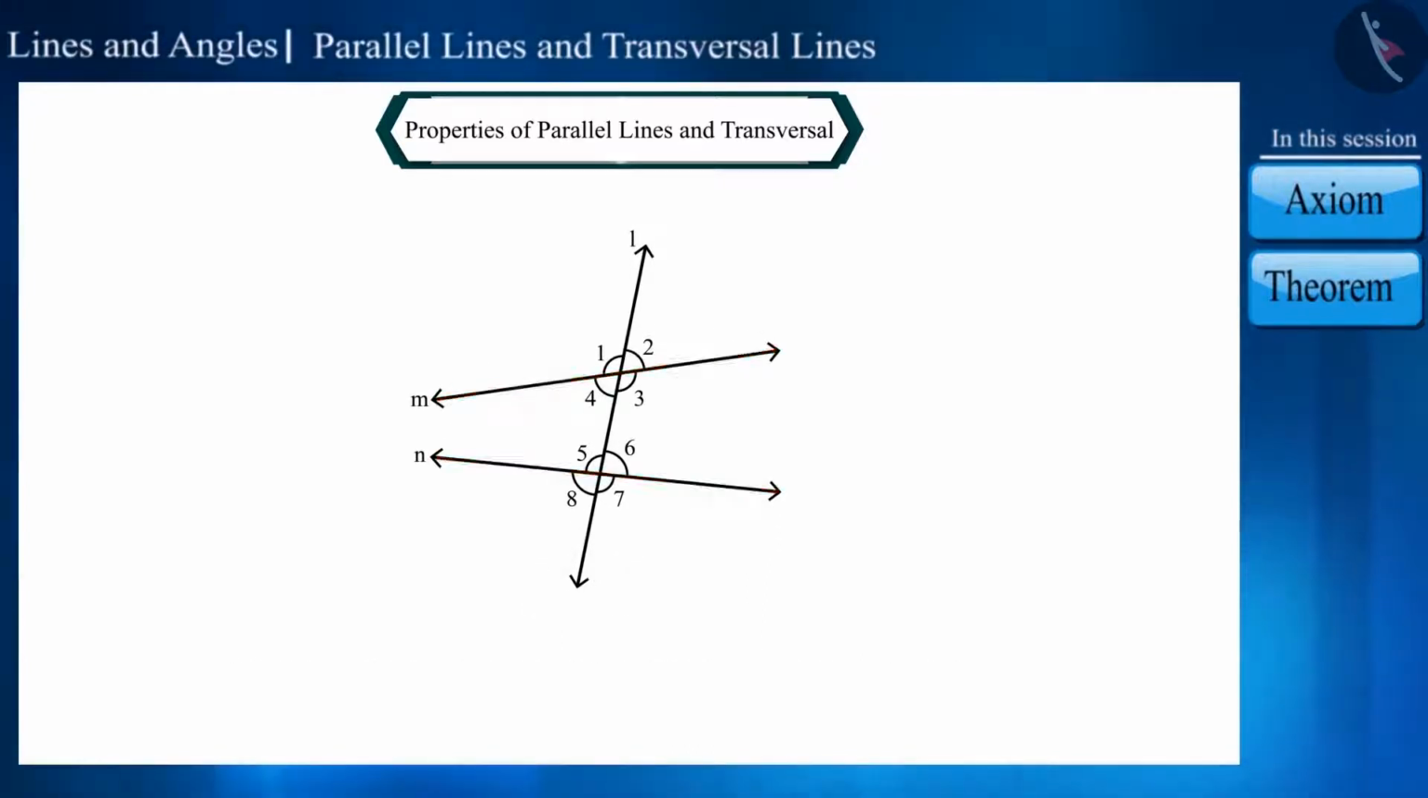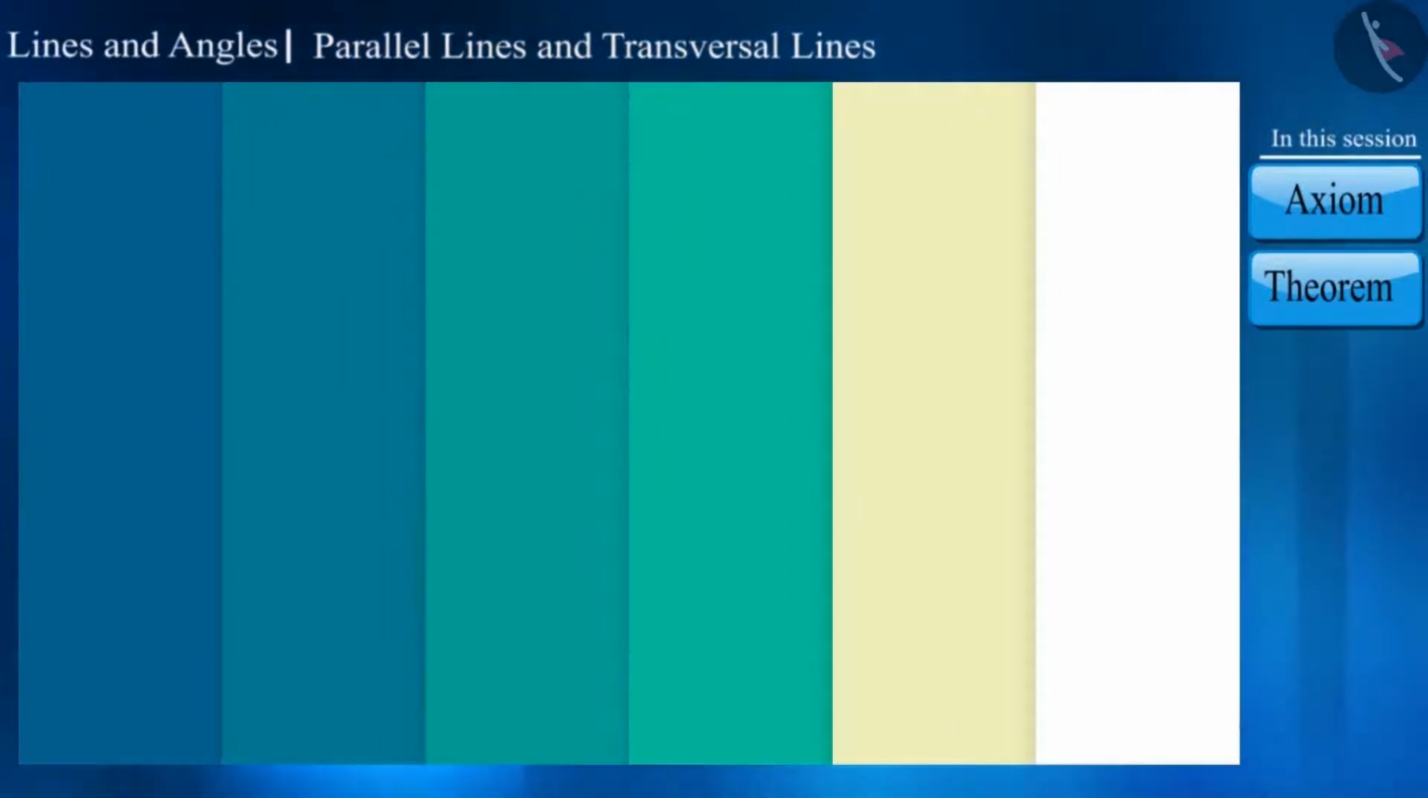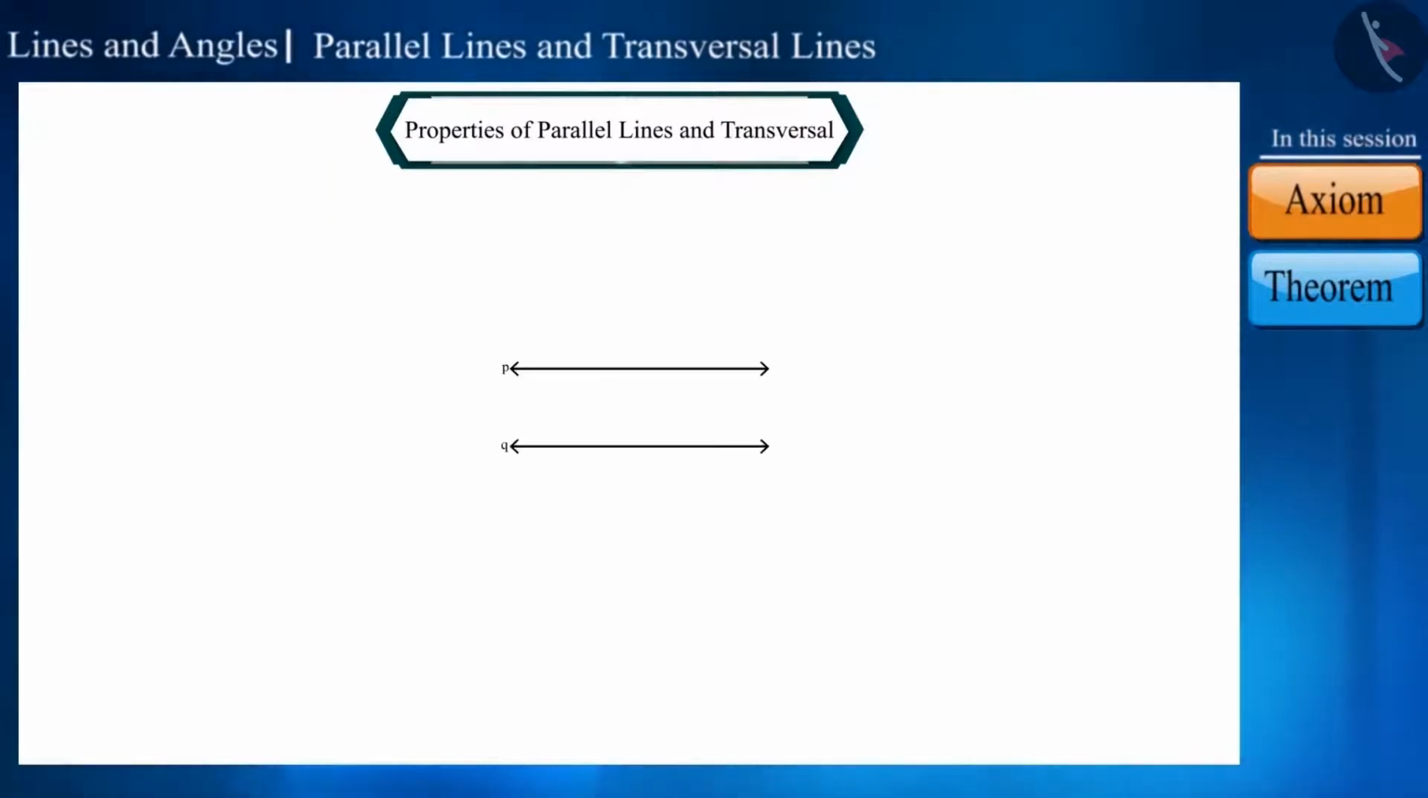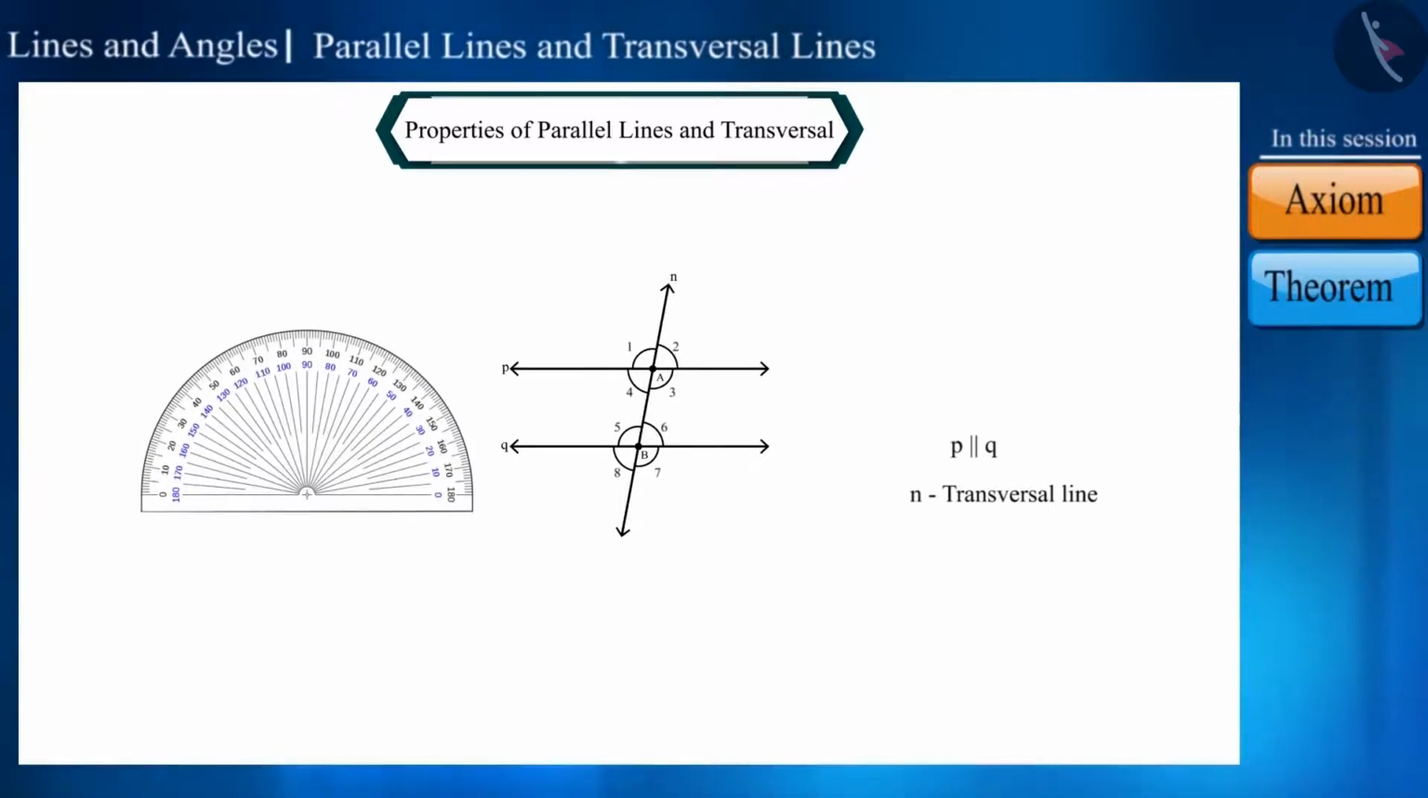Friends, if a transversal intersects two parallel lines, then can we tell if there is any relation between the angles? Let's draw two lines P and Q, which are parallel to each other, and a transversal N which intersects them at points A and B respectively. Now with the help of a protractor, let's measure the pair of corresponding angles.